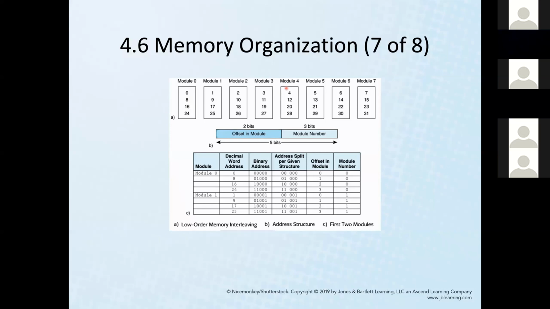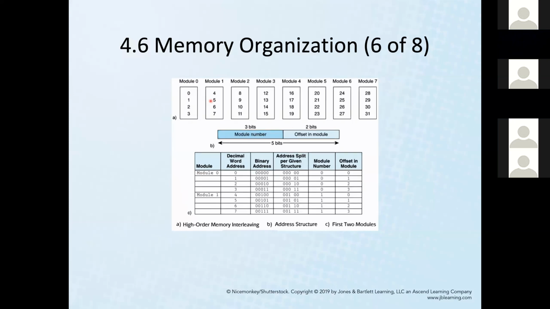Let me explain. Let's say we have several data buses available, and we want to access memory locations 8, 9, 10, 11. Because 8, 9, 10, and 11 are all in separate chips, and if we have data buses connected to these modules, we can access all these 4 addresses at the same time because they are in separate memory modules.